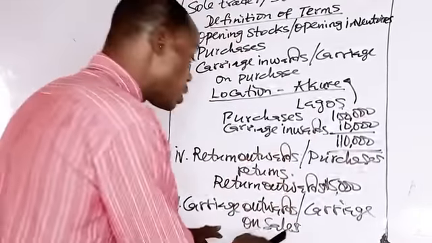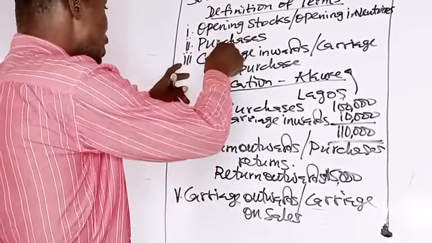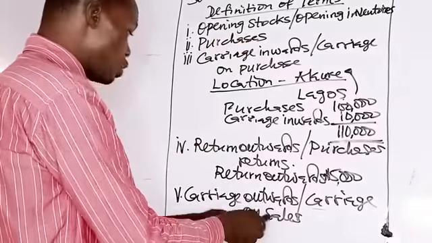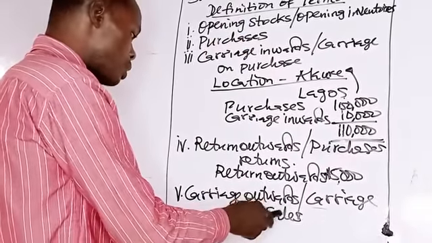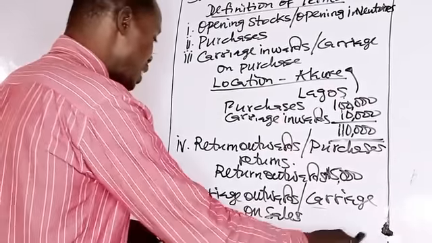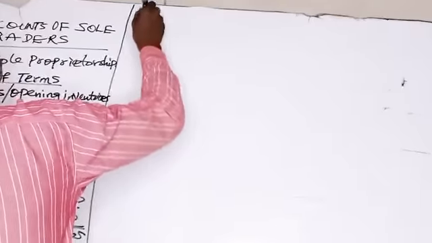Being a selling expense, it should be treated as a selling expense in the profit or loss. We don't deduct it from sales, unlike carriage inwards, which is added to purchases. We don't add this one to sales, neither should it be deducted from sales. We only treat it as a selling expense in the profit or loss account. Then we have number 6, return inwards.